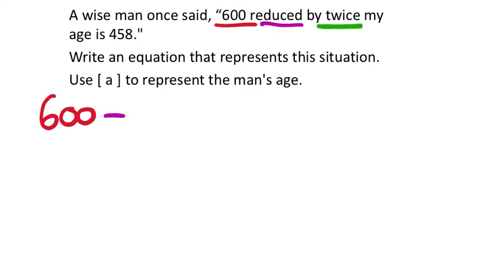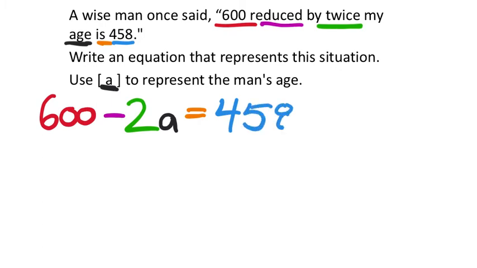Now twice would be 2 times, and remember his age is a, so 2 times the age, I'm just going to show that as 2a. You can put the multiplication between it if you'd like. But then it says is, which by the way would be an equal sign, and 458. So there's my 458. So this is the equation that we're looking at: 600 minus 2a equals 458.